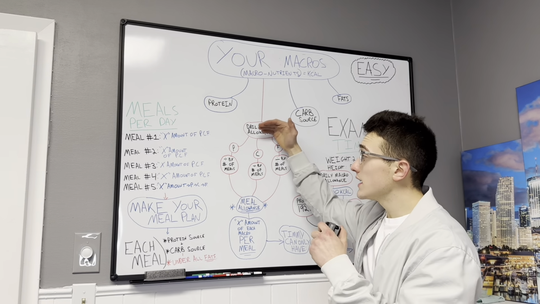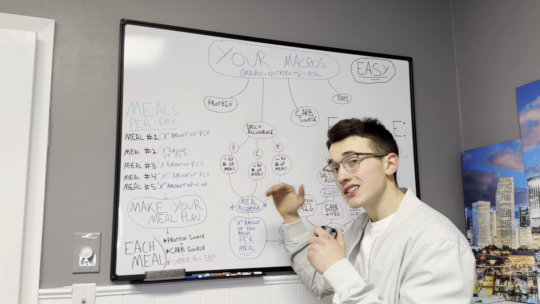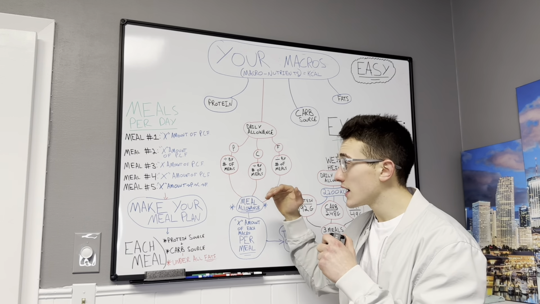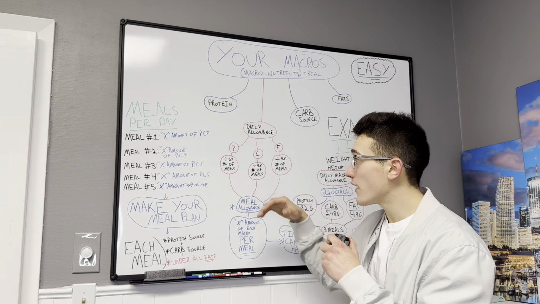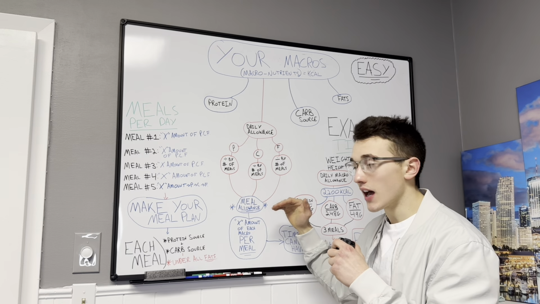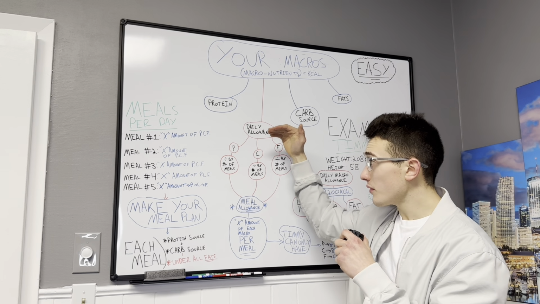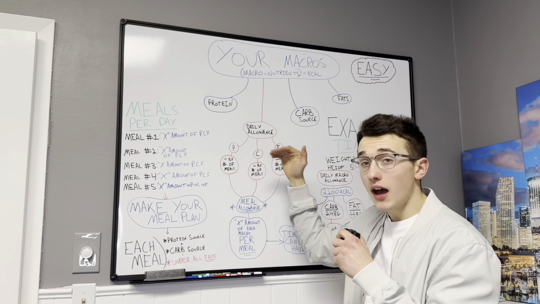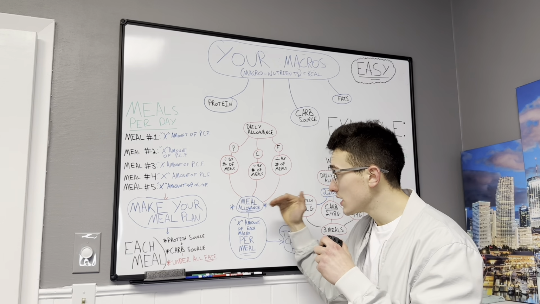But what are we going to do? We're going to get your daily allowance, and we're going to find out how many meals you have per day. If you have 3 meals, 5 meals, I would recommend somewhere in between 3 to 5. We're going to do 3 to 5 meals. Boom, that's your meal allowance now. So what are you going to do? You're going to take your proteins, carbs, and fats individually, divide them by how many meals you're going to have, and that's going to be your meal allowance.